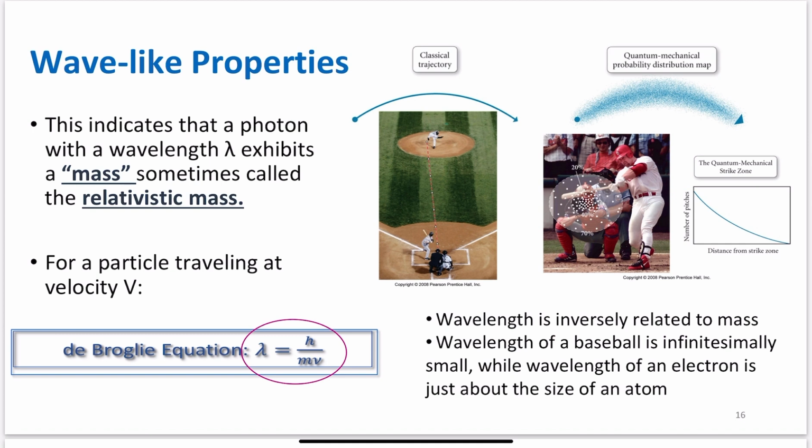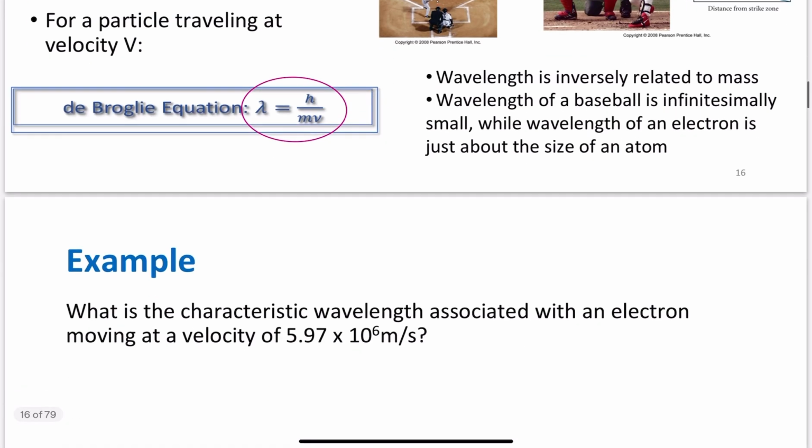They look very similar, okay? So we can use Planck's constant divided by the mass of the species times the velocity of that species. Basically, wavelength is inversely related to mass. The wavelength of a baseball is infinitesimally small because it's a big particle, while the wavelength of an electron is just about the size of an atom because an electron is so tiny.